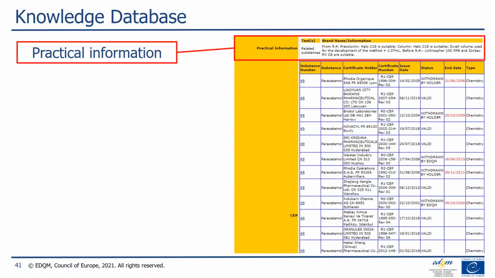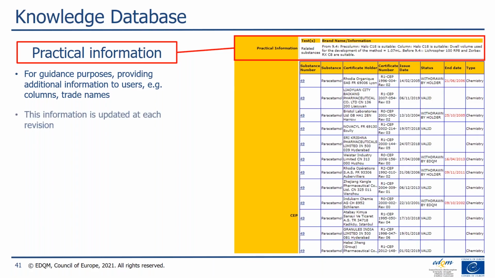And this is still part of the knowledge database. It's just further down the page, still part of the page for paracetamol. The practical information section provides additional information to users, such as the trade names of HPLC columns that we used during method development and other reagents that we used. At each revision of a monograph, this information is updated. So in this particular example, you can see that this comes from the last revision in supplement 9.4.